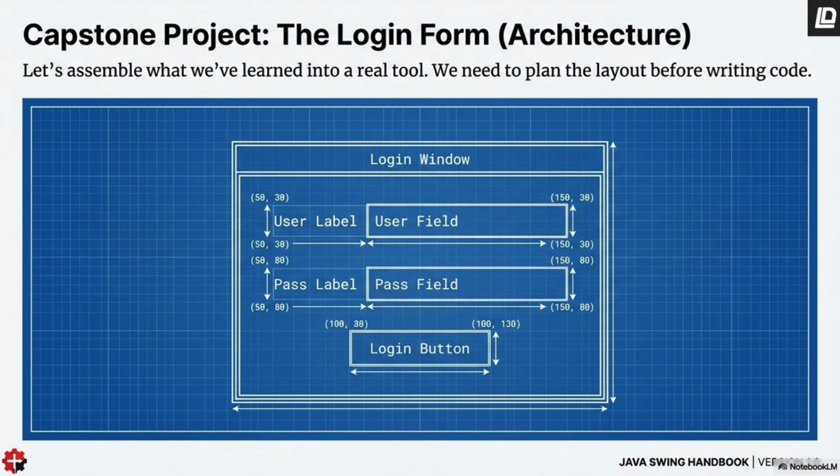Logic layer checks credentials and decides what happens next, like showing a success or error message. In short, the GUI shows, the event handler listens, and the logic decides. Together, they make a simple window interactive, responsive, and functional.